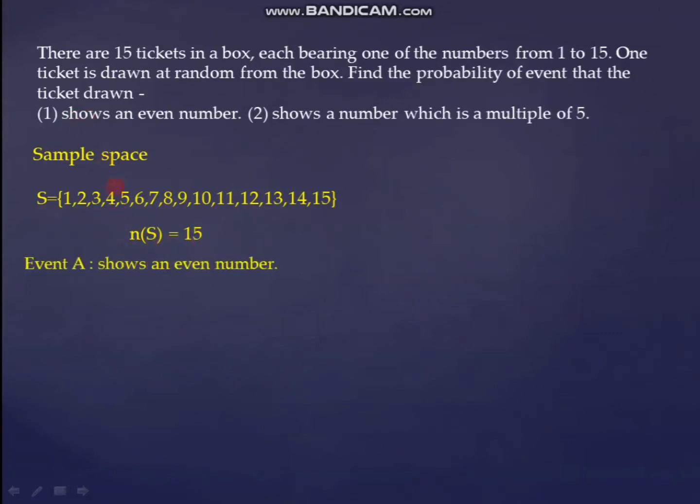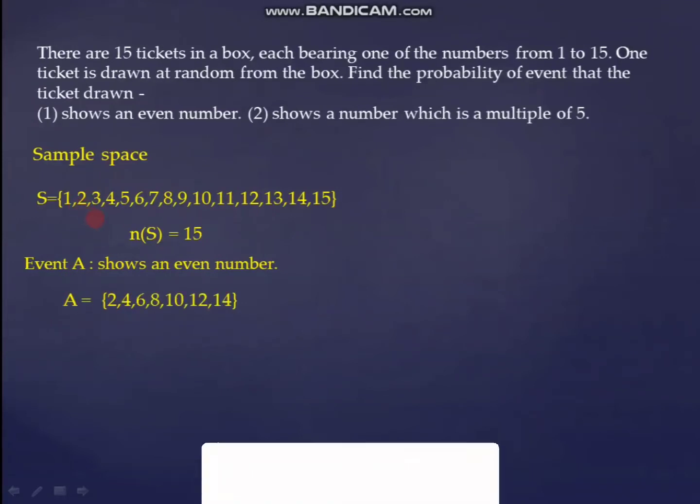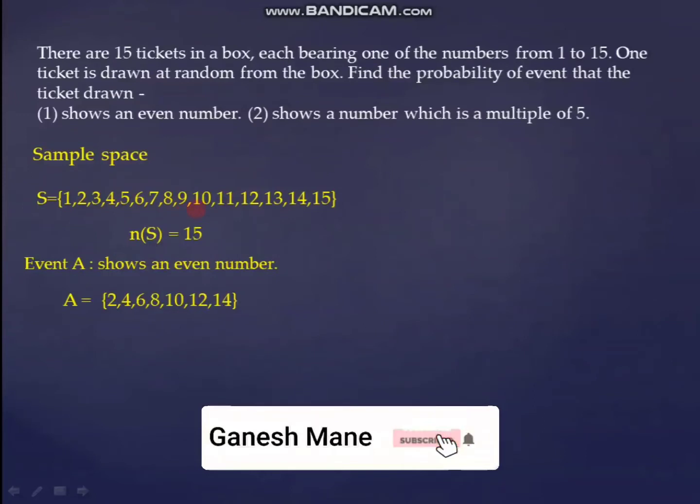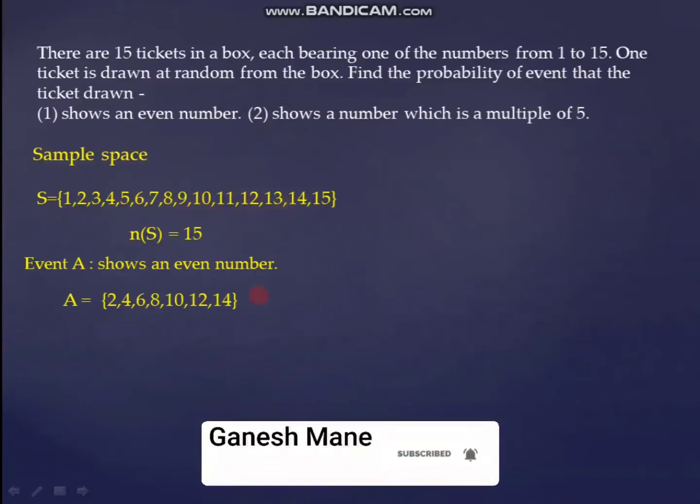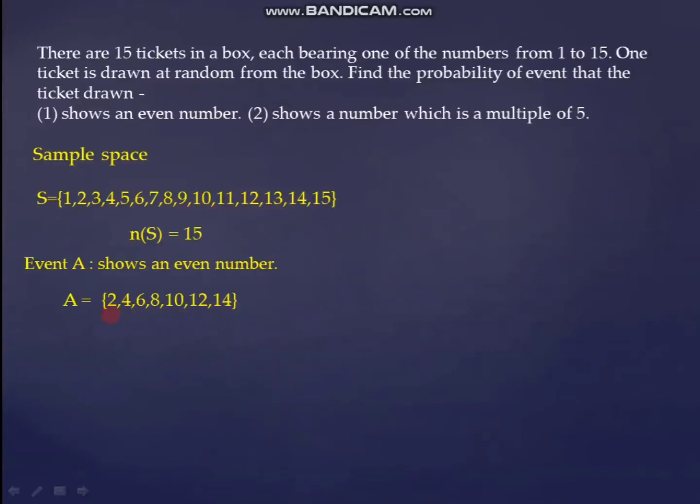Now let us have the first event, which shows an even number. Now the ticket drawn must be an even number. So we have to collect all the even numbers from the sample space to get set A. So A is equal to even numbers. The first even number is 2, then 4, 6, 8, 10, 12 and 14. So we have to collect all these even numbers in set A. So these are 7 even numbers. That's why n(A) is equal to 7.